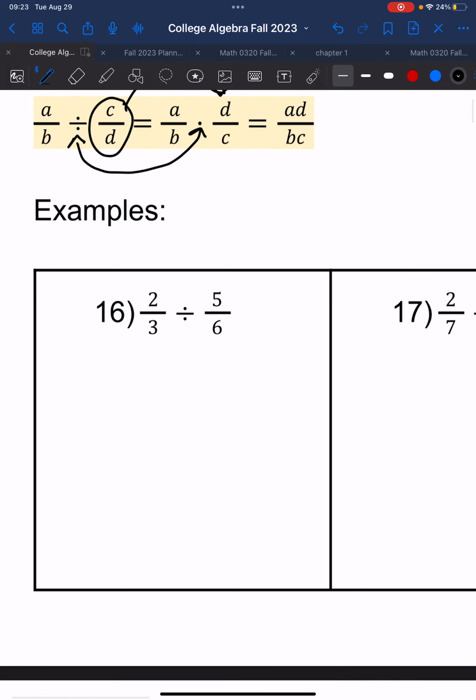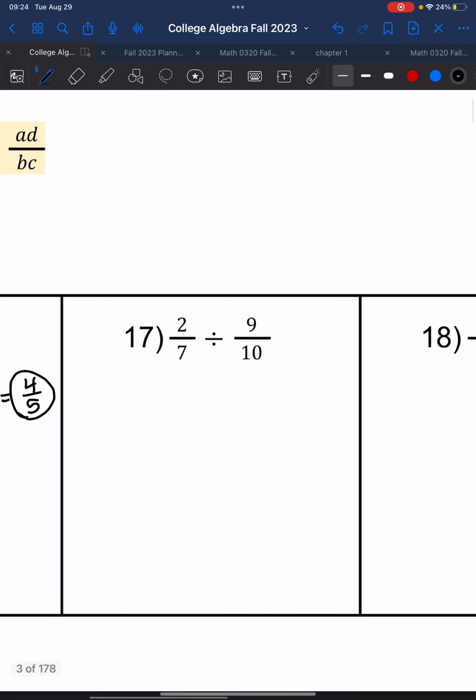So that's what we're going to do first. First thing is flipping this fraction. So we have 2/3 times 6/5 because I flipped 5 over 6 to be 6 over 5. And then I multiply across. 2 times 6 is 12. 3 times 5 is 15. 12 and 15 are both divisible by 3, so I get 4 over 5, and that is my answer. Okay.